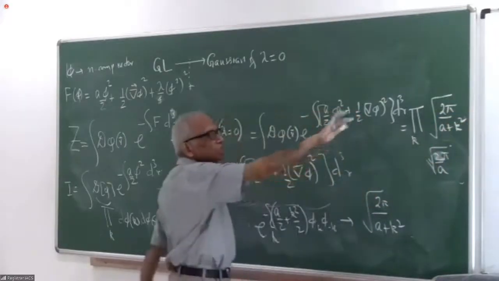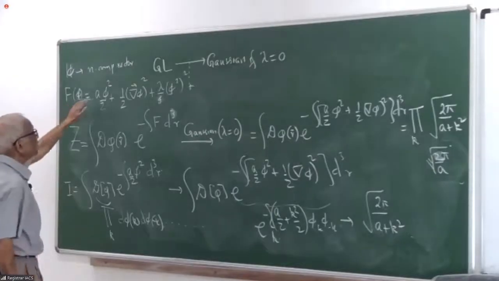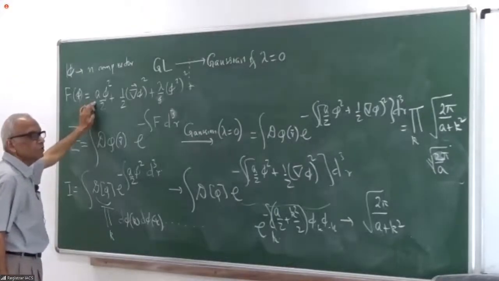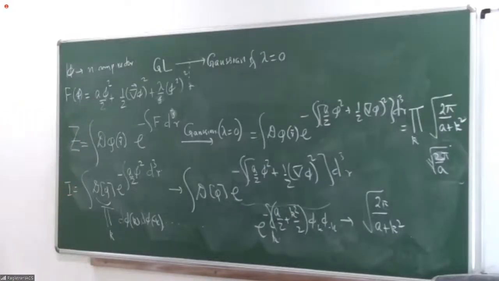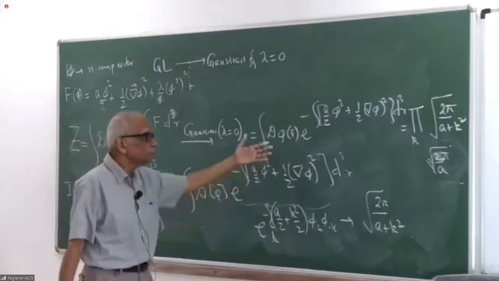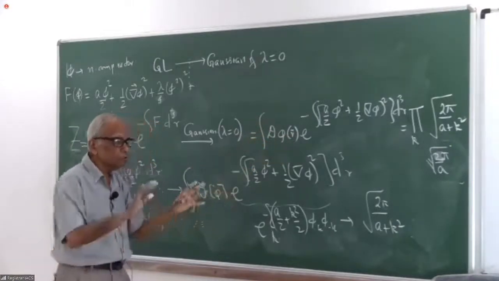So it's a product over all possible values. It's an infinite product of this square root of 2 pi over a plus k squared, where a is this coefficient of the quadratic term over here. So that's the maths that one needs to know. One would obviously have to talk about a little more, but those would be secondary.